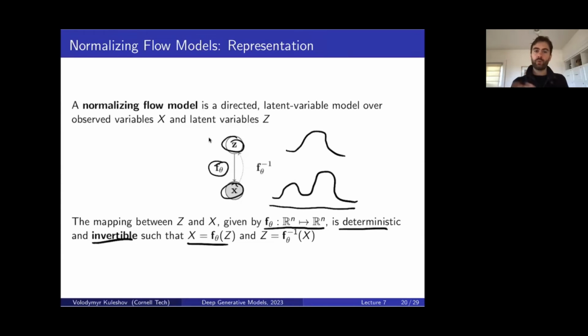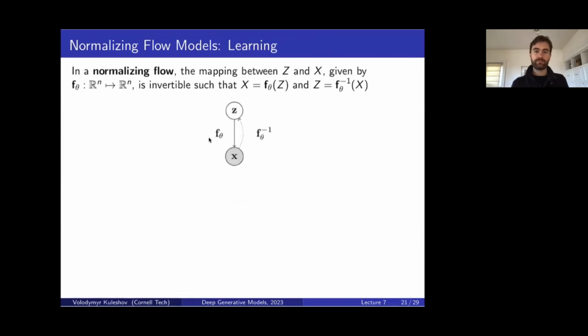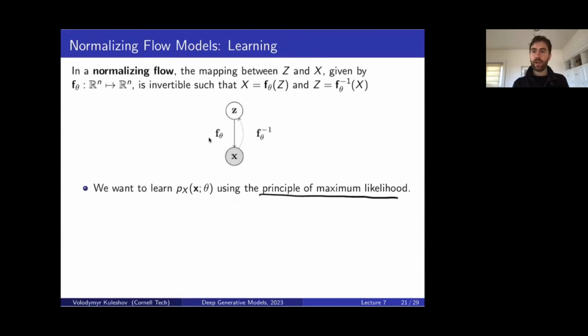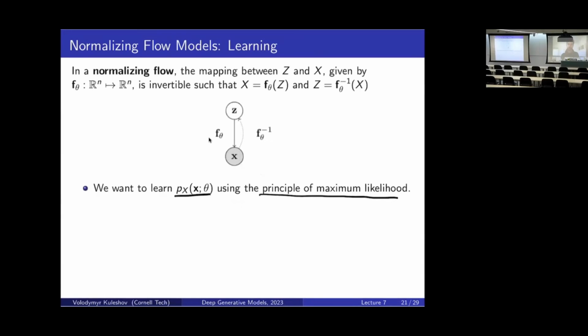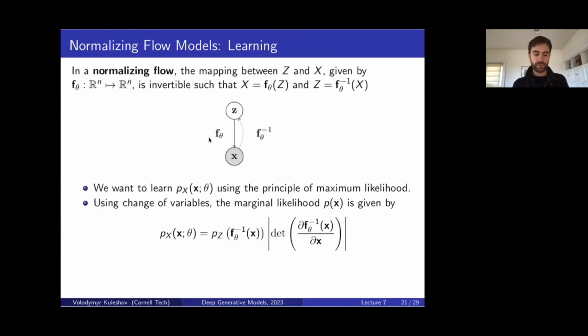The question is, how do we learn this probability? And you can again see where I'm going. We have just derived tools that enable us to learn these models using maximum likelihood. So we want to use maximum likelihood here. And we have just derived a formula for the density of X when F is this invertible mapping that we're going to use.